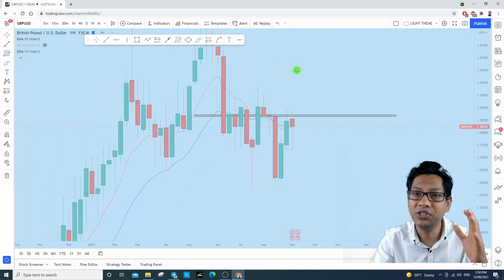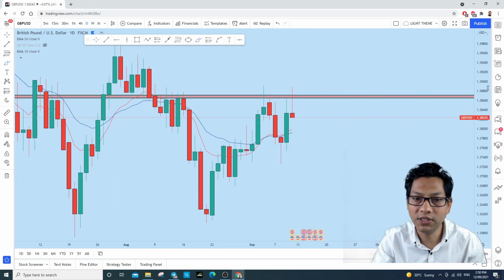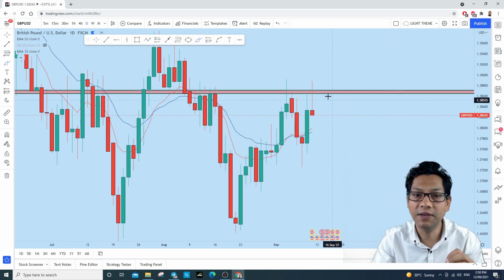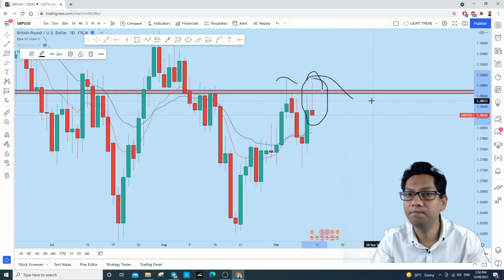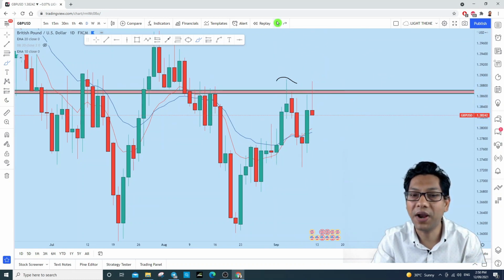Now going down to the daily time frame to see what's happening. On the daily there is a double top formation and a textbook pin bar. So this is perfect price action for a shorting opportunity.